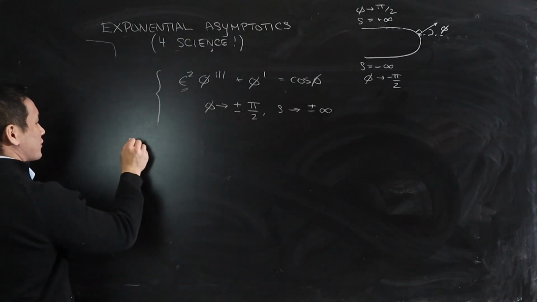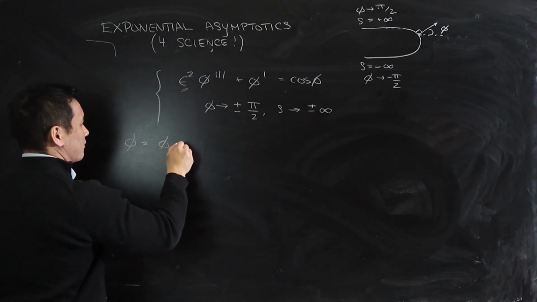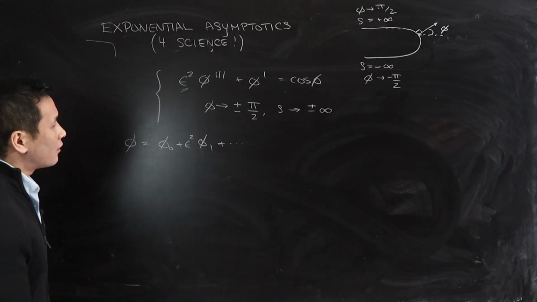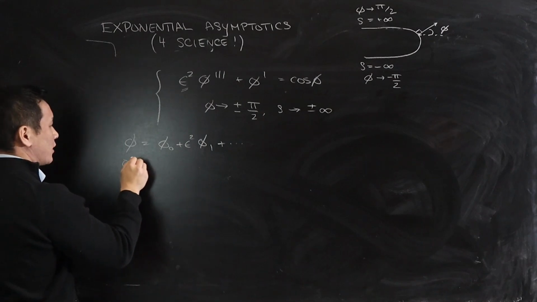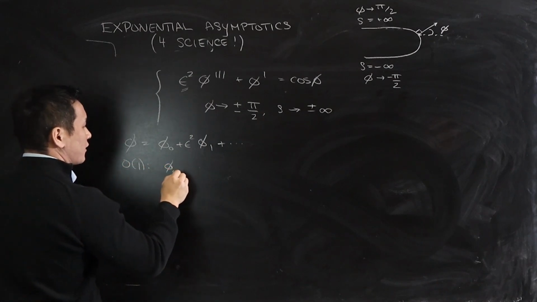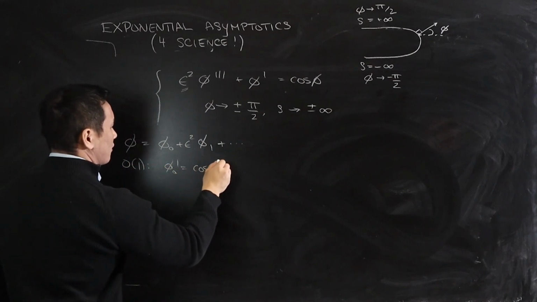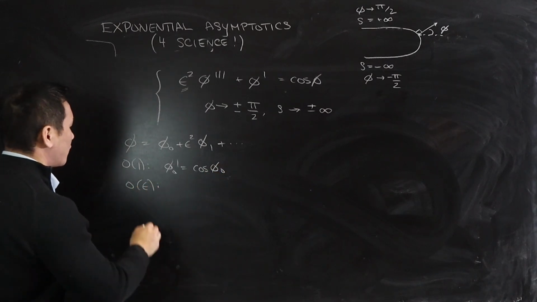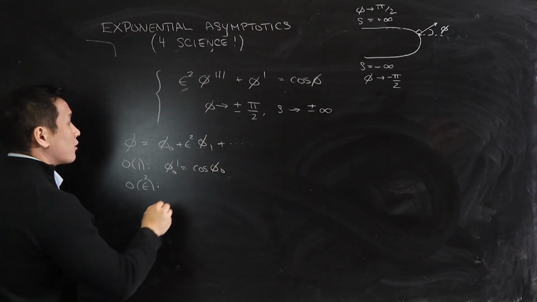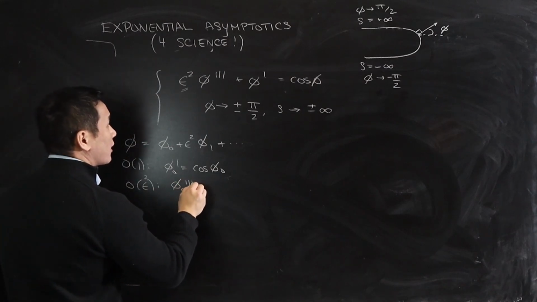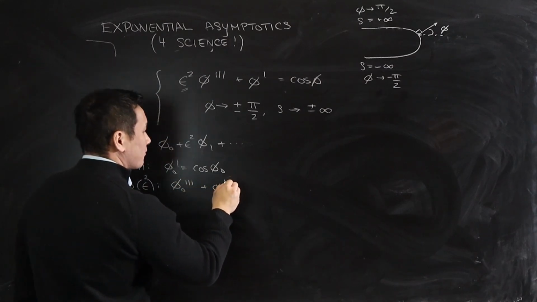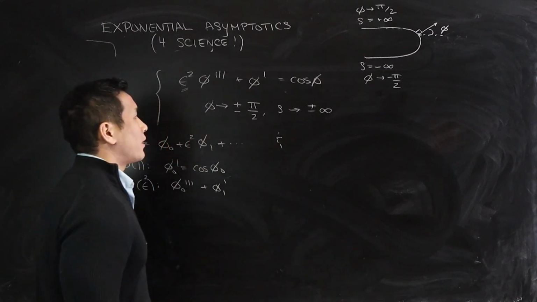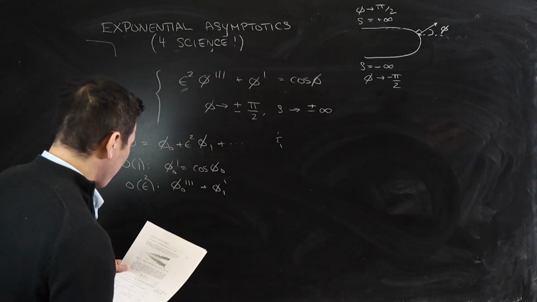So you're going to expand phi is phi naught plus epsilon squared phi 1 plus so forth. At leading order, you have to solve, so at order 1, you have to solve phi naught prime is equal to cosine of phi naught. At order epsilon squared, you'll have phi naught triple prime plus phi 1 prime. And it's useful for you to expand the cosine function as well.